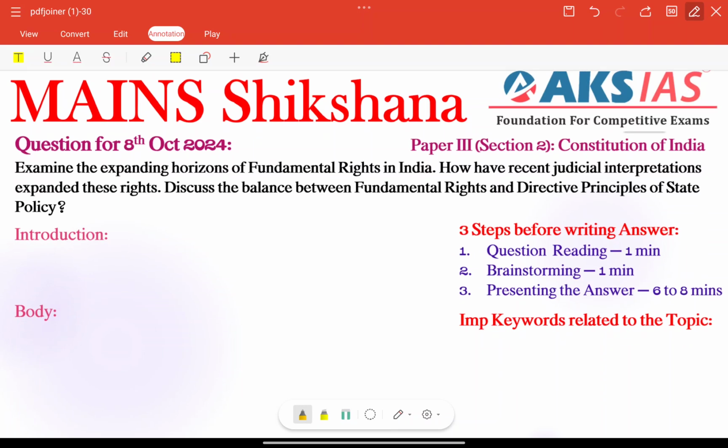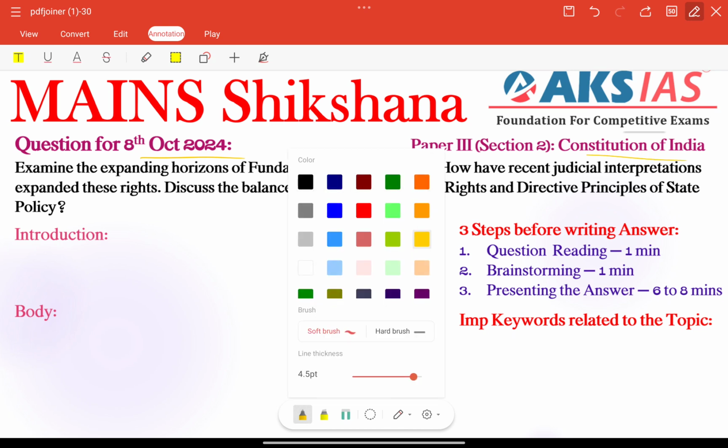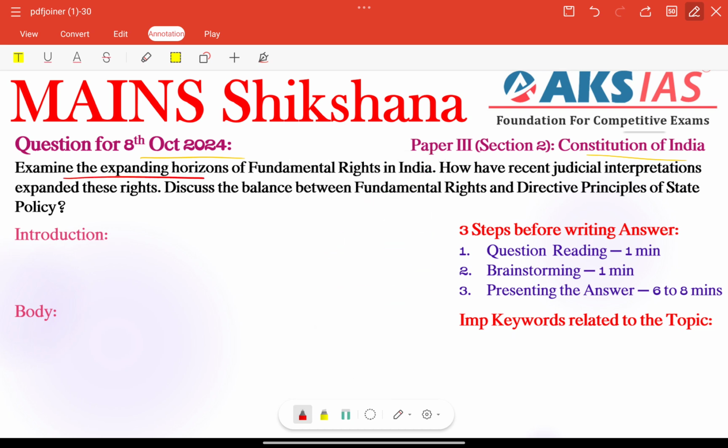Next, let's discuss today's topic question for 8th October 2024, Paper 3, Section 2, Constitution of India. This is a very important question: Examine the expanding horizons of fundamental rights in India. How have recent judicial interpretations expanded these rights? Discuss the balance between fundamental rights and directive principles of state policy.